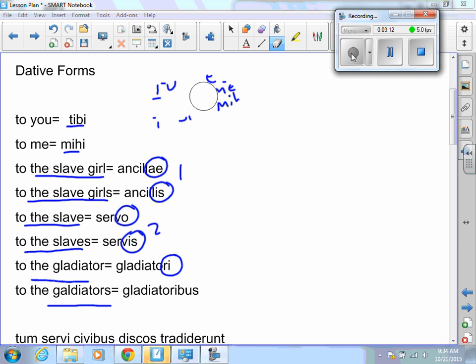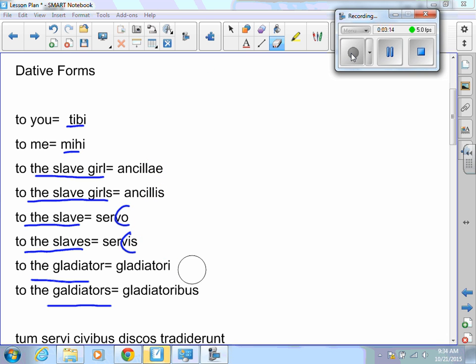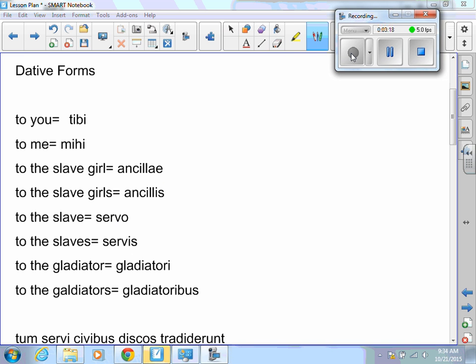If I can erase all this here. I want you to make sure that you know when a word is being used as a first declension, second declension. Remember, we had a tricky one with puer. If it is to the boy, I would use puero. If it were to the boys, I would use pueris. So you had a few tricky ones like that. Make sure that you know what declension the noun is that you're dealing with.